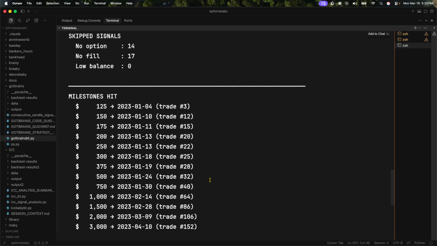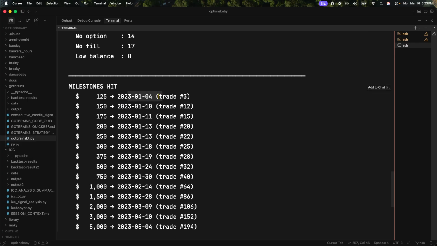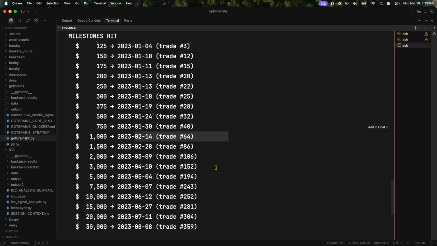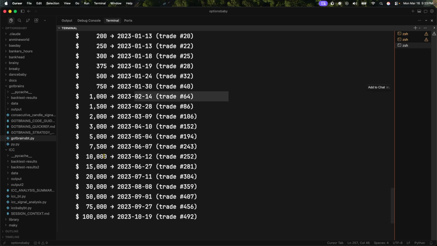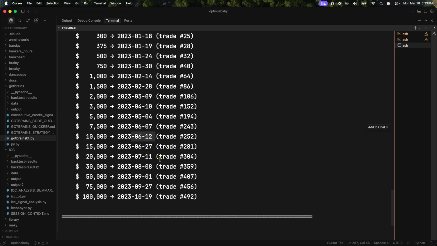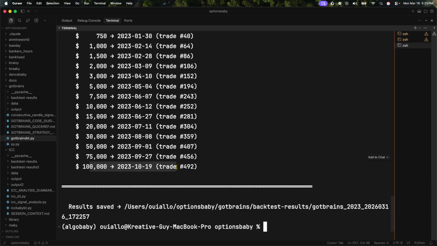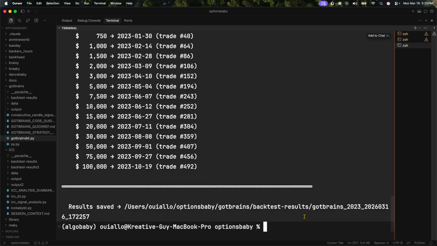So just quite consistent with it here. Again, 4 days, 3 trades in order to get 125. In order to get a grand, Valentine's Day. In order to get 10K, June, and 100K, October. So it's not bad, fam. Not bad at all.